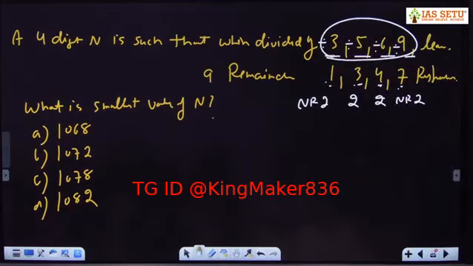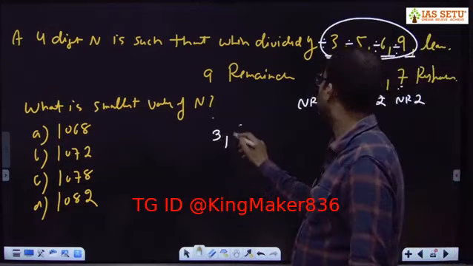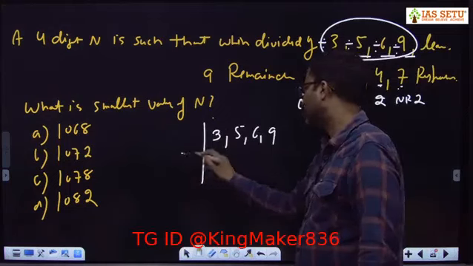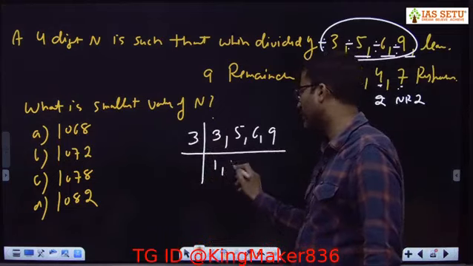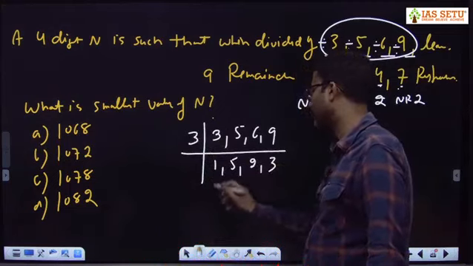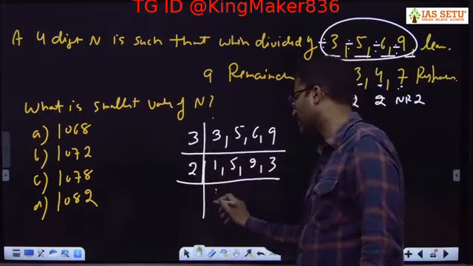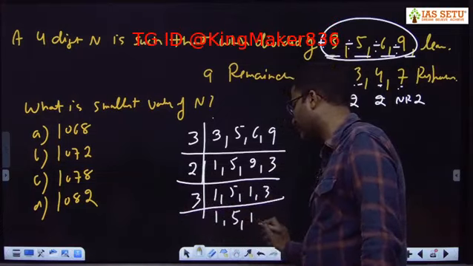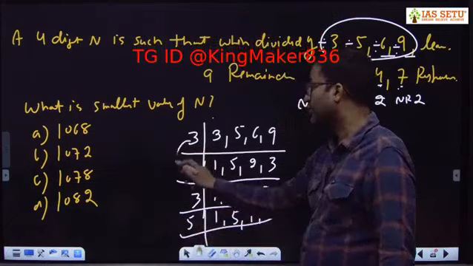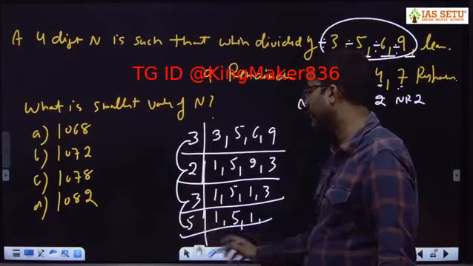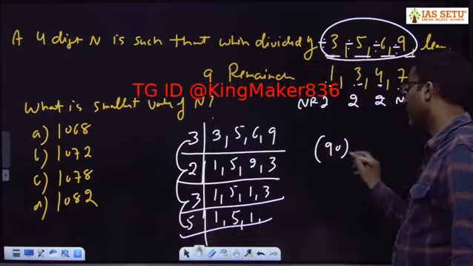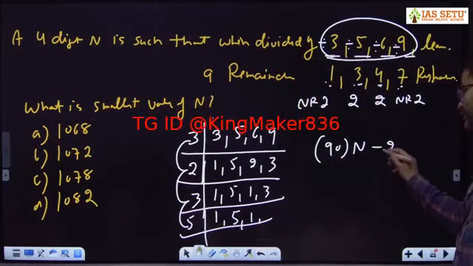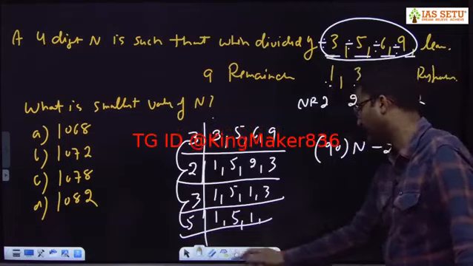Next step, number 2, what is the LCM of 3, 5, 6, 9? Here you take 3 common: 1, 5, 2, 3. Then take 2 common: 1, 5, 1, 3. Take 3 common: 1, 5, 1, 1. Take 5 common. 3 into 2 is 6, 6 into 3 is 18, into 5 is 90. Tell me, multiple of 90 plus 2 or minus 2? Minus 2.